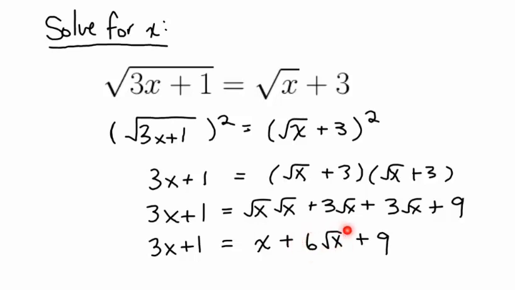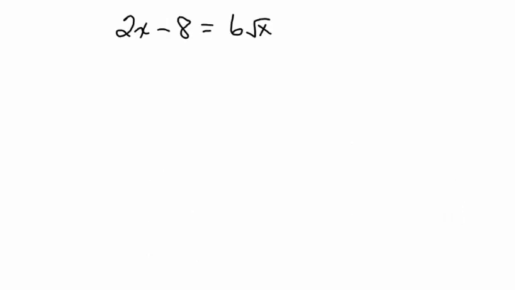Notice that we still have a square root in our equation. So our next goal is to try to isolate this square root on the right-hand side. So I'm going to move the x and the 9 over to the left-hand side. Doing this gives us 2x minus 8 is equal to 6 times the square root of x. Now we could isolate this root by dividing by 6, but that's going to cause us fractions. So why don't we just square both sides right now as they are?